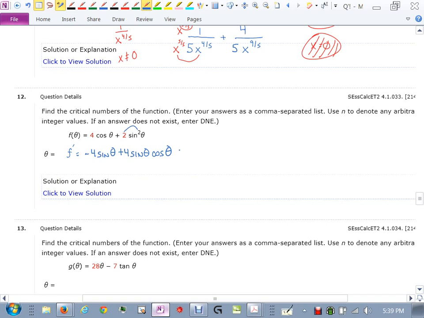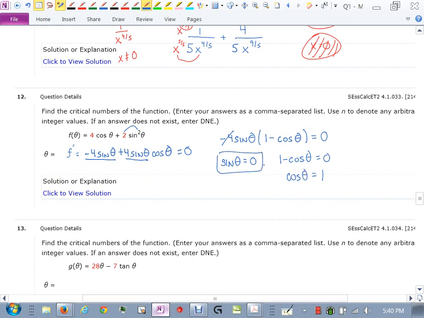Now this, we need to set to 0. So what I can do is factor out a negative 4 sine theta. That's because I have a negative 4 sine theta here, and I have 4 sine theta here. So what I'll be left with is a 1 minus cosine theta equals 0. So now I set each of these to 0. Now I can divide both sides by negative 4, so that's gone. So I want to know when sine theta is 0. I want to know when 1 minus cosine theta is 0, which means I want to know when cosine is 1 and sine is 0. So when does this happen?